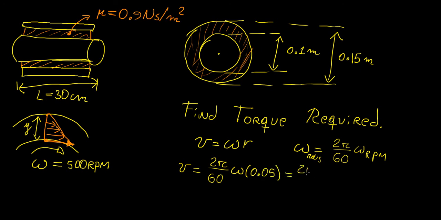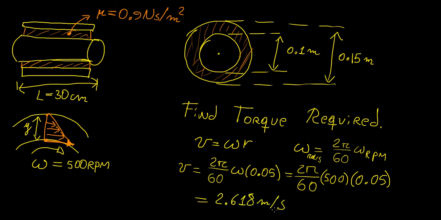So now we put those values in here. Omega is just 500, times 0.05, and then putting this in the calculator, that should come down to 2.618 meters per second.